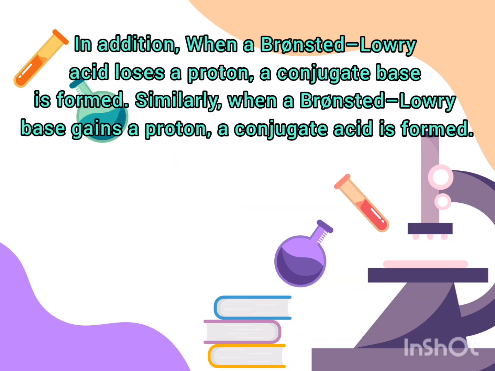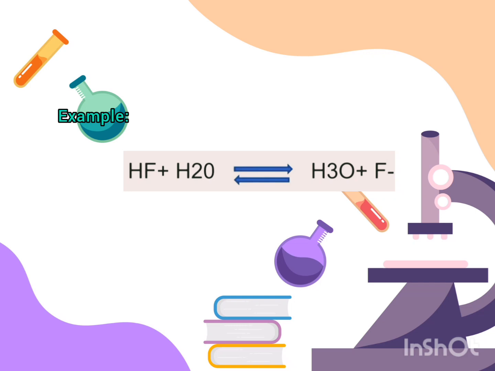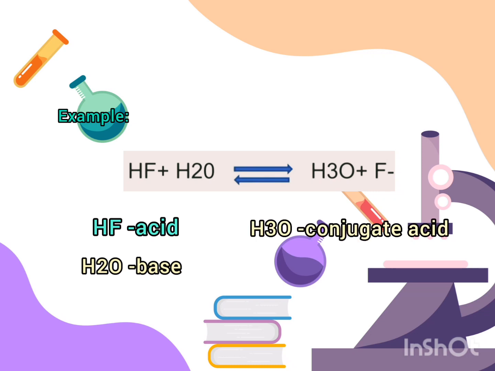In addition, when a Bronsted-Lowry acid loses a proton, a conjugate base is formed. Similarly, when a Bronsted-Lowry base gains a proton, a conjugate acid is formed. Like in this example, HF donated a hydrogen to water, thus it is the Bronsted-Lowry acid, and since water accepted the hydrogen, it is the Bronsted-Lowry base. The hydronium ion is the conjugate acid because a hydrogen was added, and fluoride is the conjugate base because it lost a hydrogen.